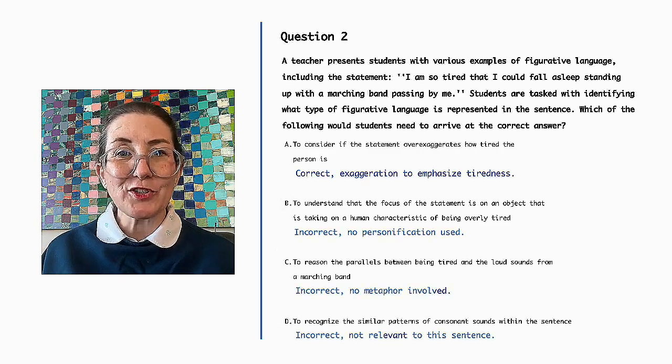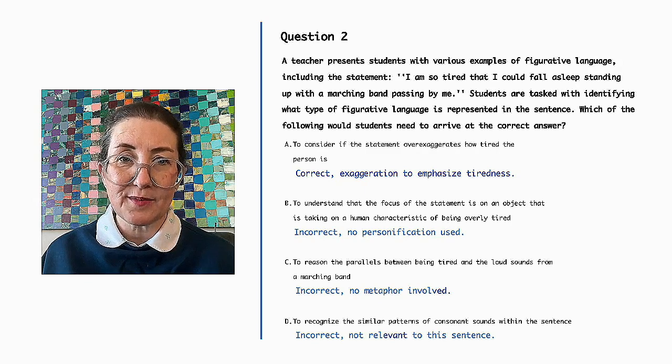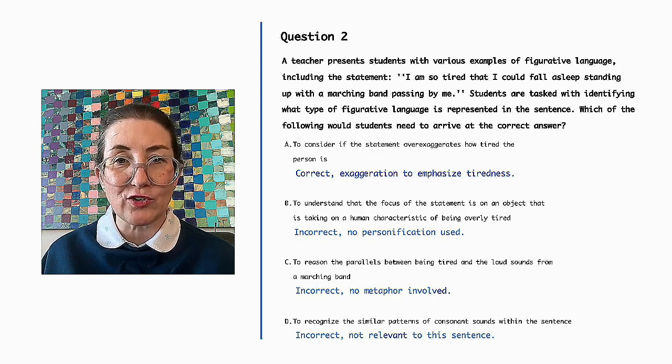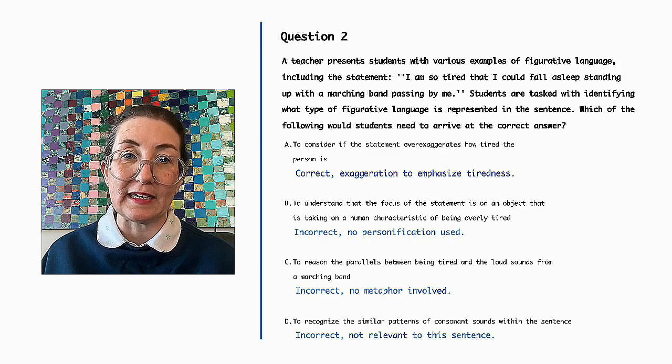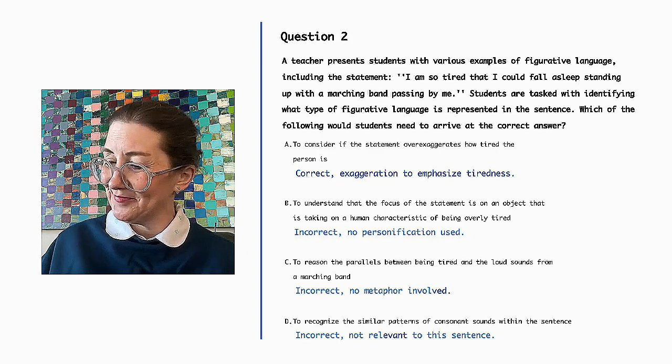Students are being asked to identify the type of figurative language used in the sentence. To arrive at the correct answer, students would need to consider if the statement over-exaggerates how tired the person is, as this statement is an example of hyperbole, which involves exaggerated statements not meant to be taken literally.